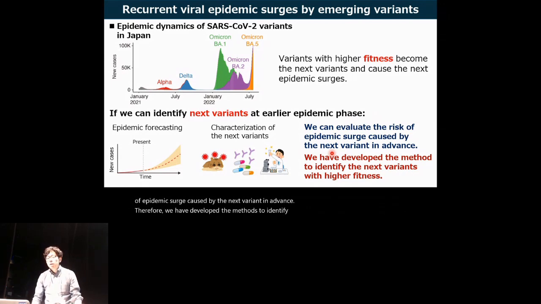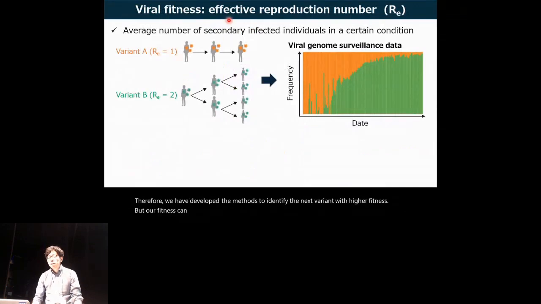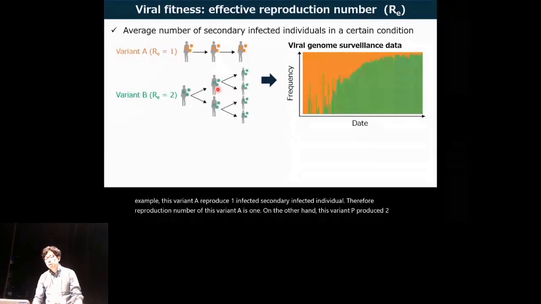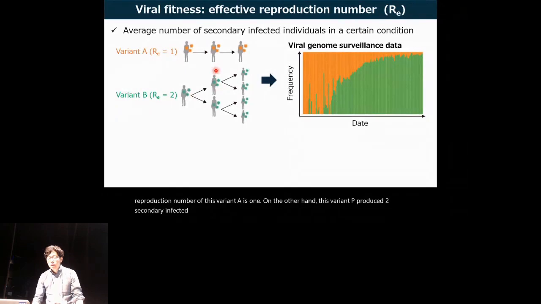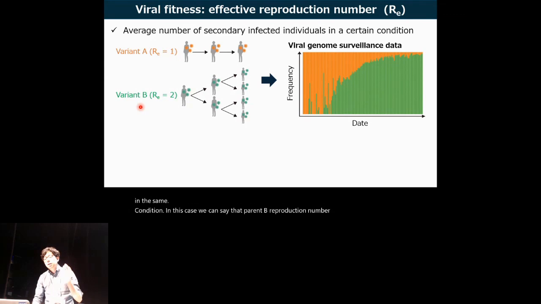Viral fitness can be estimated as the effective reproduction number, RE. This reproduction number means the average number of secondary infected individuals in a certain condition. For example, this variant A reproduces one secondary infected individual, therefore the reproduction number of variant A is 1. On the other hand, this variant B reproduces two secondary infected individuals in the same condition. In this case, we can say that the reproduction number of variant B is twice higher than variant A.